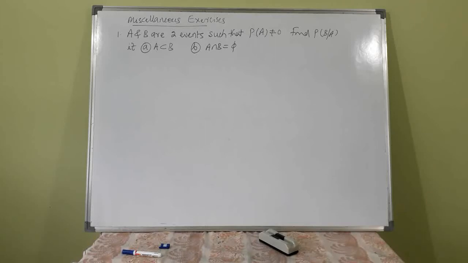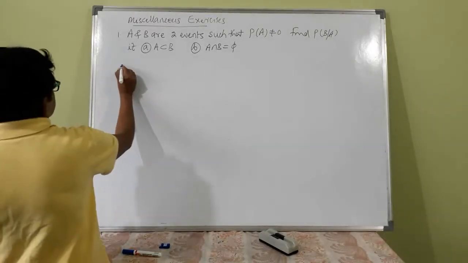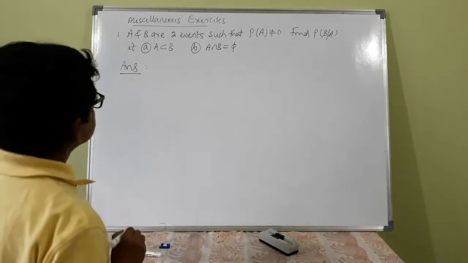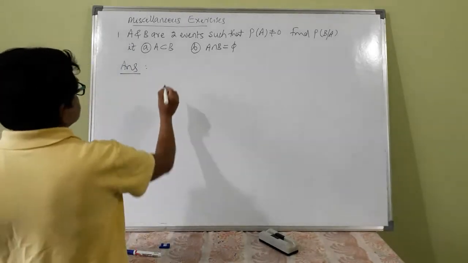Let us consider the miscellaneous exercise today. A and B are two events such that probability of A is not equal to 0. Find probability of B given A. There are two cases. The answer for this is a straightforward but important question. Usually this kind of question will be asked.